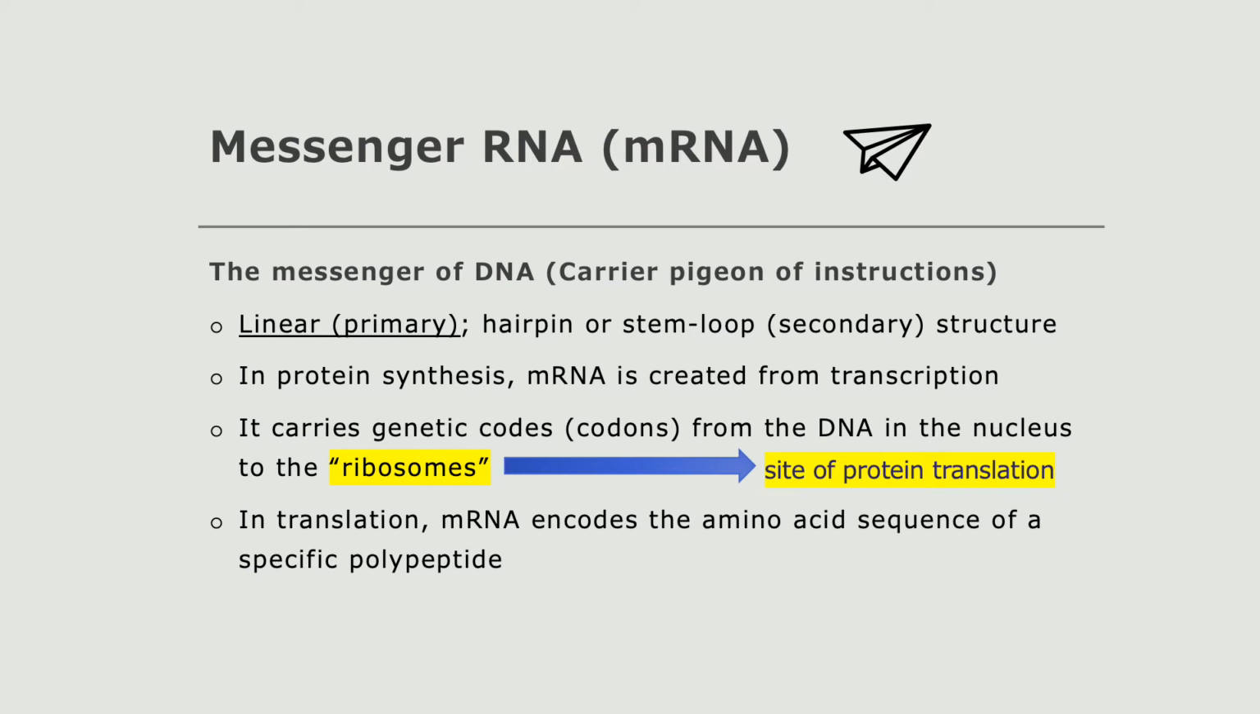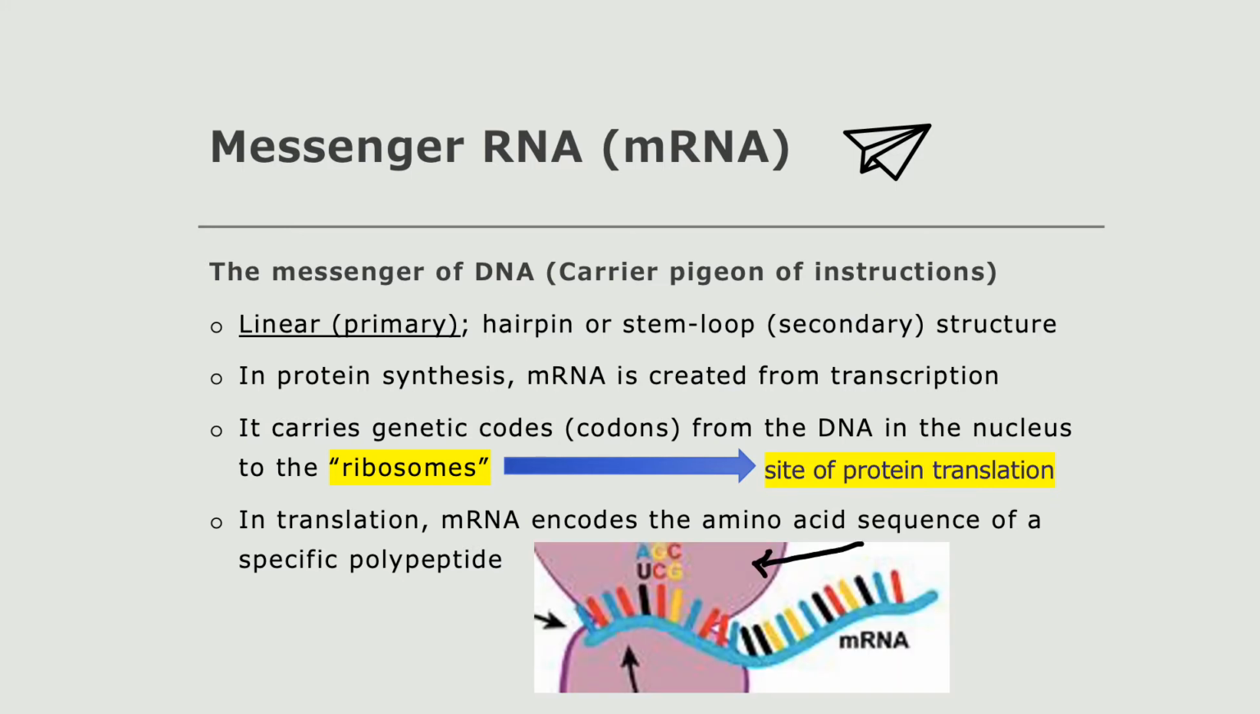In translation, the mRNA will code a specific amino acid. It'll encode a specific amino acid sequence of a specific polypeptide, which just means that certain mRNAs are going to code for specific types of proteins. So in this diagram, that black arrow that just popped up is pointing to part of the ribosome, so that purplish pink thing, that is the ribosome, and the mRNA is getting threaded through, and that is where translation is occurring.